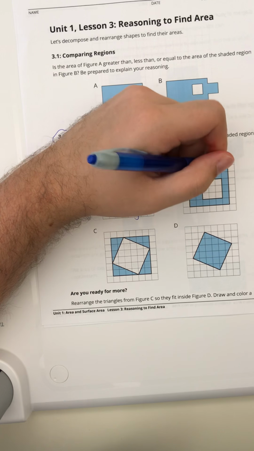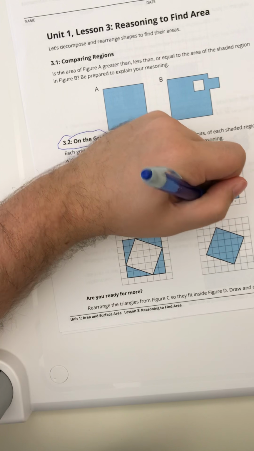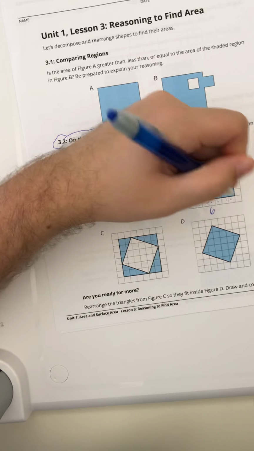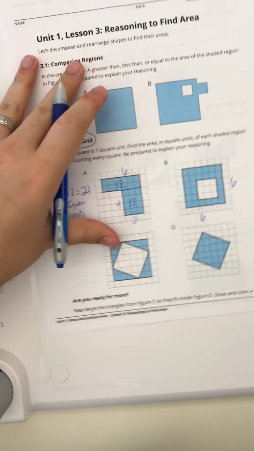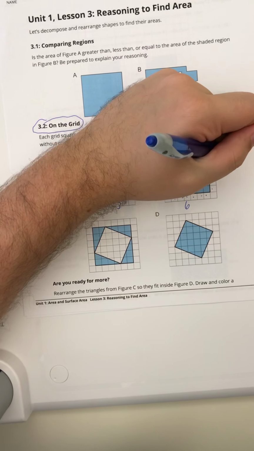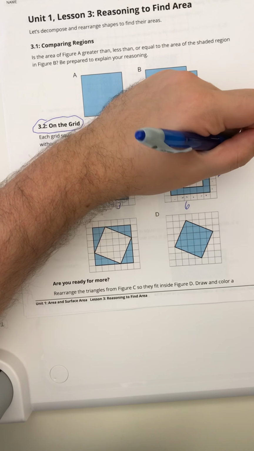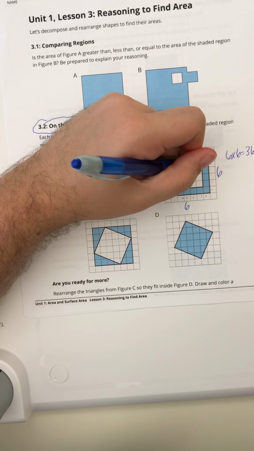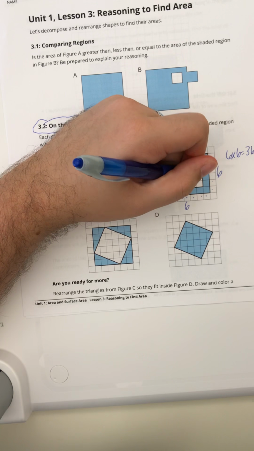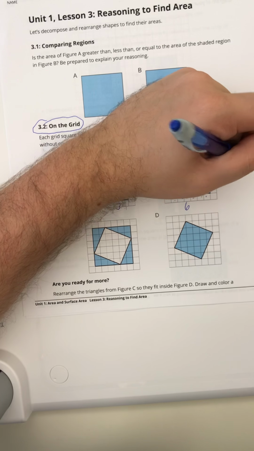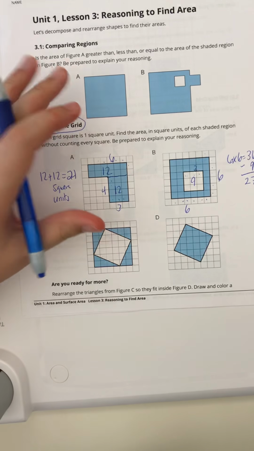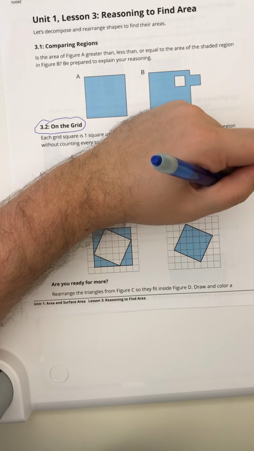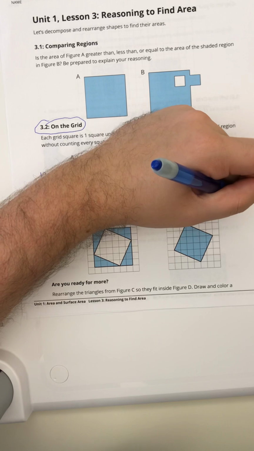So the base of this is 1, 2, 3, 4, 5, 6. The height of this is 1, 2, 3, 4, 5, 6. And we're going to multiply that. So 6 times 6 is 36. And then the area here is going to be 3 times 3, which is 9. Take away 9, and we're left with 27. 27 square units.